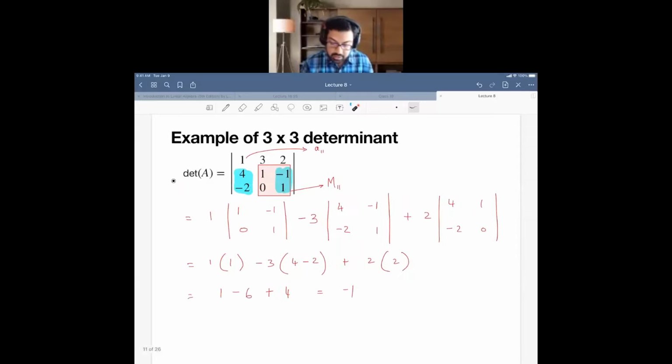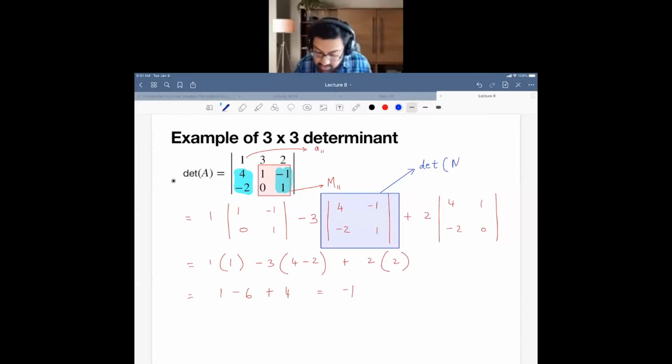So for example, over here, if I do another one, all of this was simply the determinant of cap M, where the subscript indicates we got this particular minor by deleting the first row, second column.